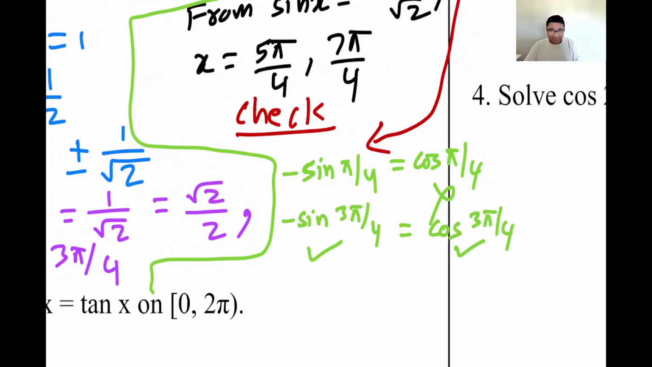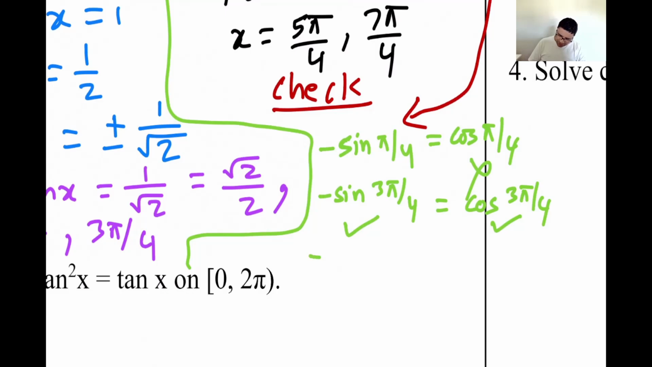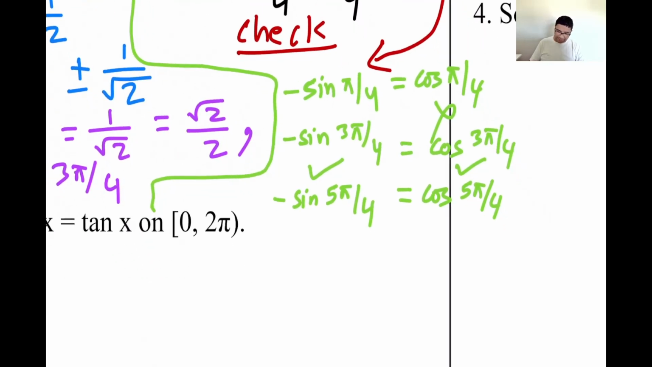So in fact, I can say that the angles which are in the second and fourth quadrant will be the solutions, and the ones that are in the first and third will not be the solutions. Or I might have misspoken that. Let's do it one by one. If you go to 5 pi over 4, minus sine 5 pi over 4 will be positive. Whereas, yeah, I was right. Cos 5 pi over 4 will be negative.